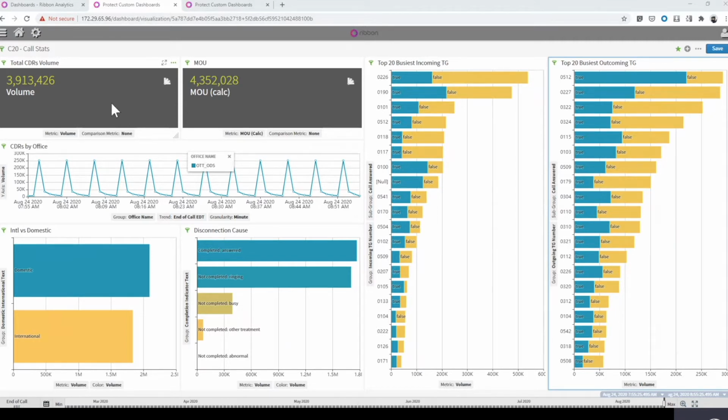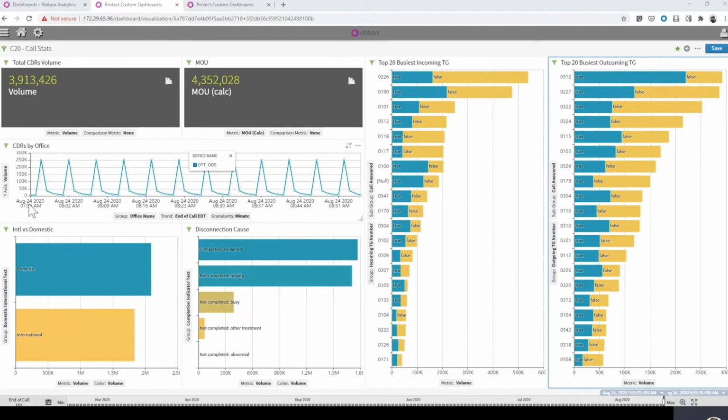What you can see in this system here is that we are tracking the total number of calls for this time period at roughly 3.9 million call records analyzed. You can see that we have the minutes of use summation of all the calls being processed at 4.3 million minutes of use. You can see over the time frame the actual spike of the calls coming in on that periodic basis.